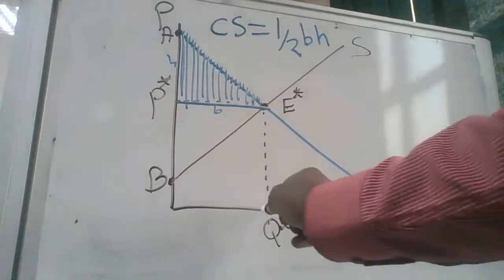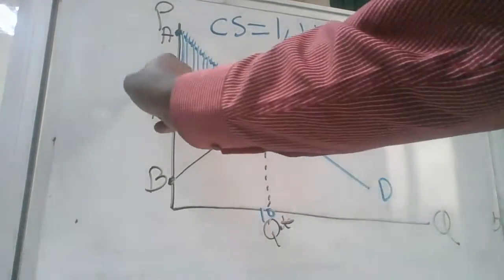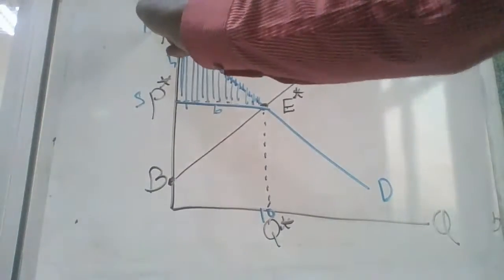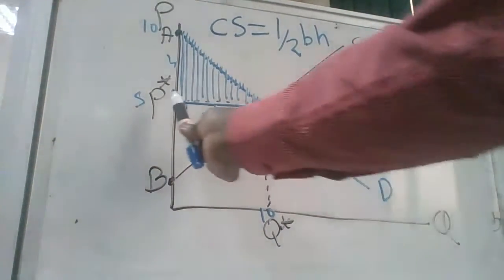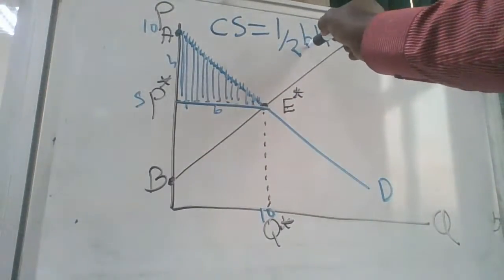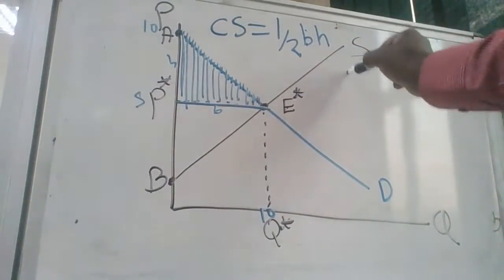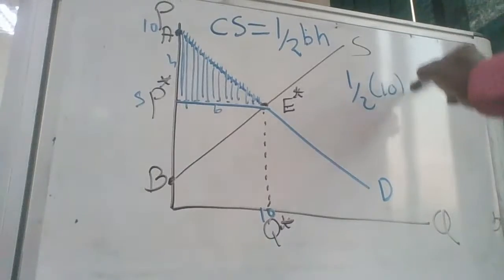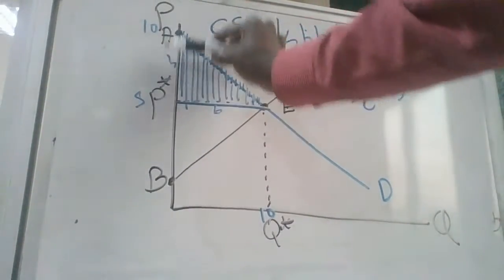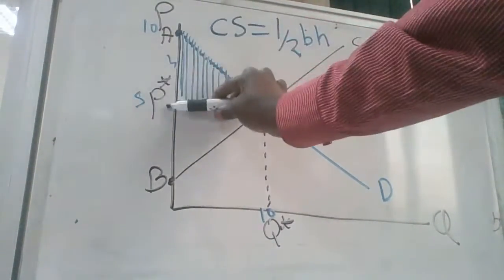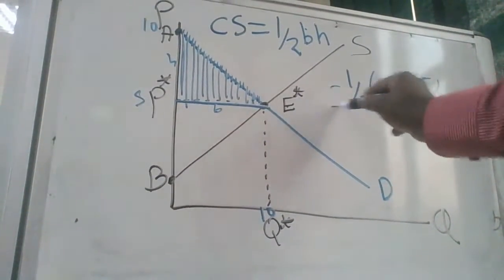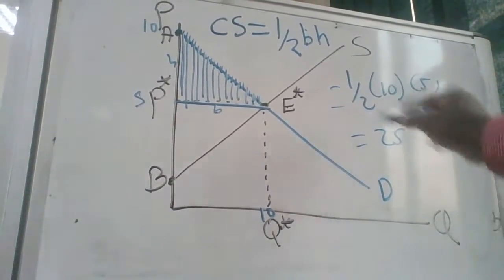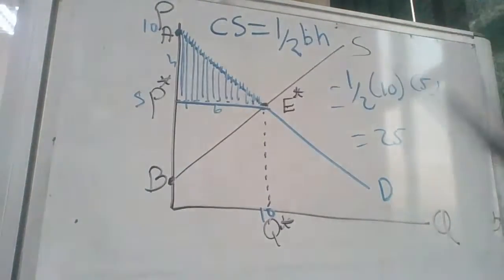For example, if this was 10 and this price was 5 and this part was 10, it means that our area was going to be, the distance from here to here is 10, so our base was going to be 10. So we're going to have half multiplied by 10, and our height was going to be 10 minus 5, which is 5. And if we get this, our area will be 25, meaning consumer surplus in this case will be 25.